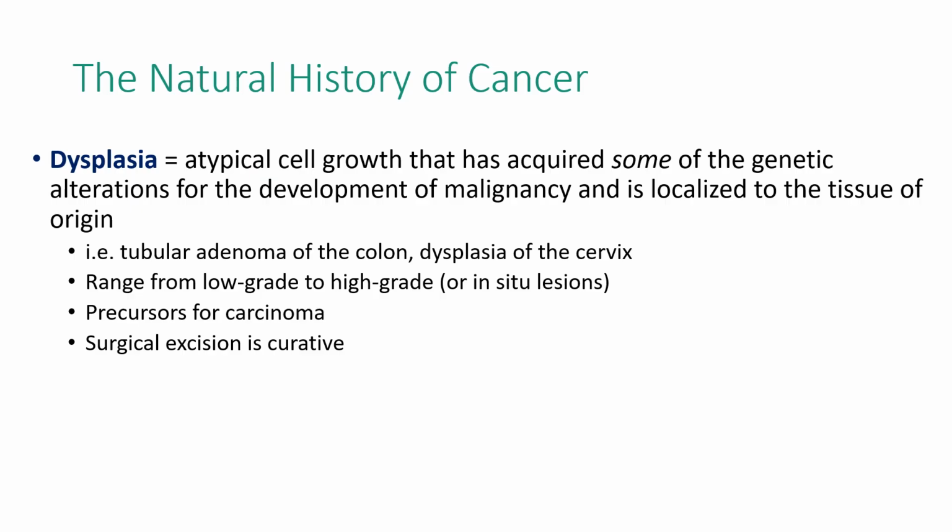So examples you'll see over and over: tubular adenomas of the colon and cervical dysplasia. Why this matters clinically and histologically is that dysplasia has not crossed the basement membrane. Surgical excision is often curative, and that makes early detection incredibly powerful. This is cancer still stuck at the starting line.